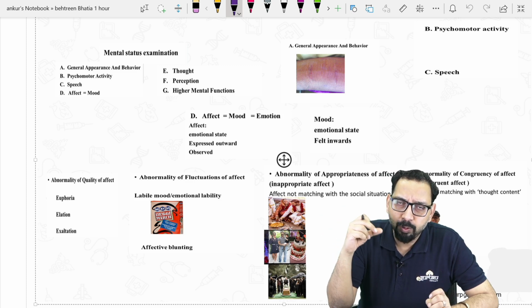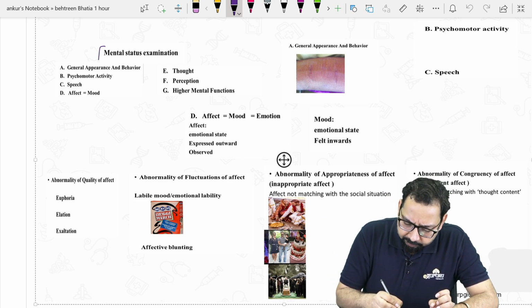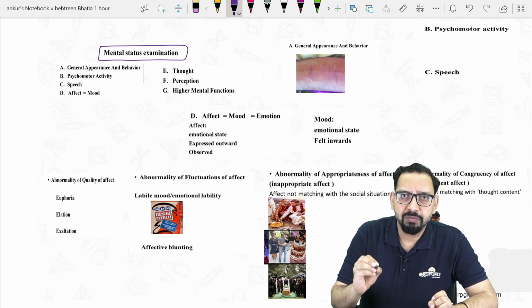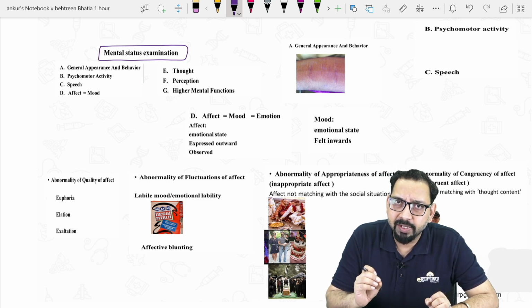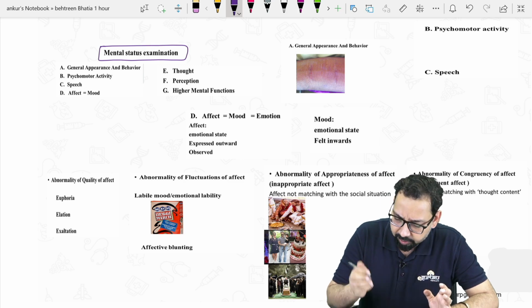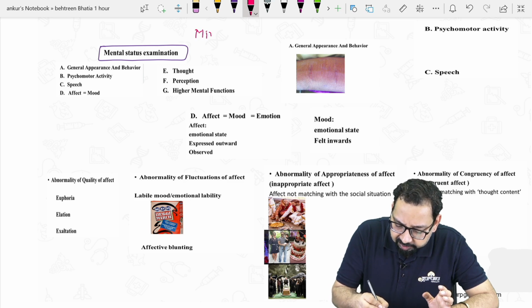Now we are going to discuss mental status examination. In psychiatry, we make diagnosis by mental status examination. It must be differentiated from mini mental status examination, MMSE.